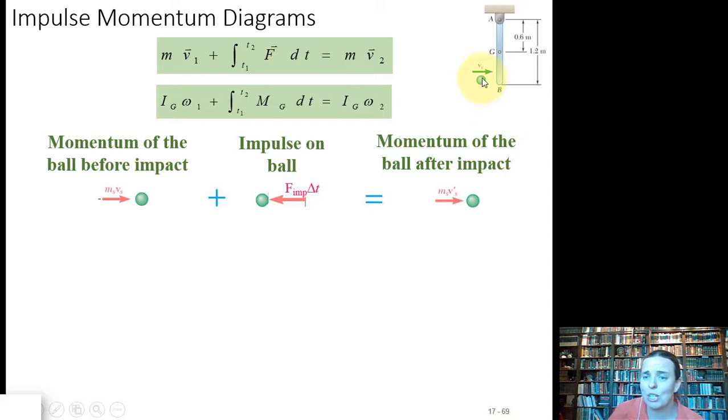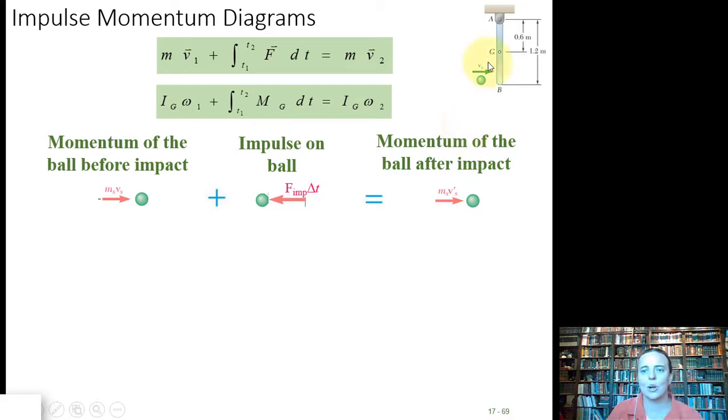And this velocity could be to the right, it could be to the left. If you don't know what direction it's going, draw it in the positive direction just by default, and the math will work its way out to turn this into a negative or positive velocity.